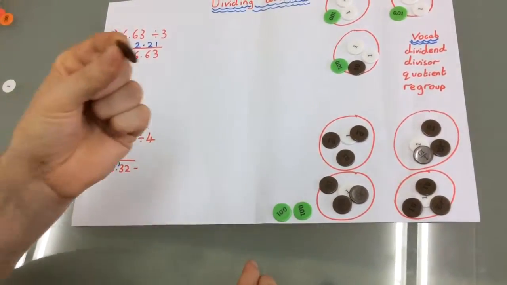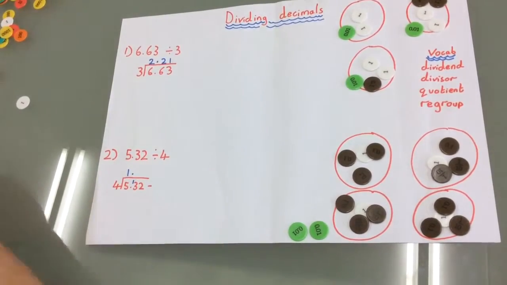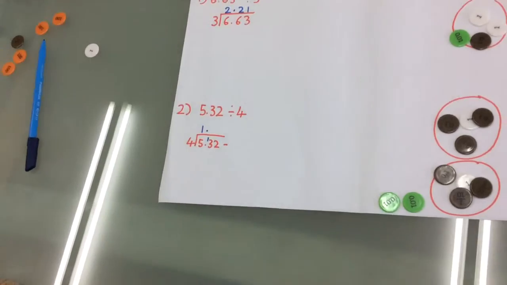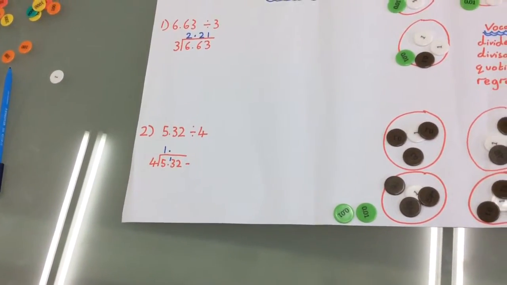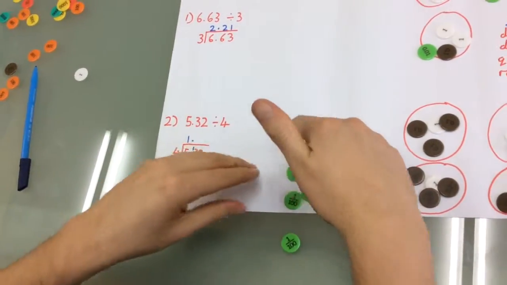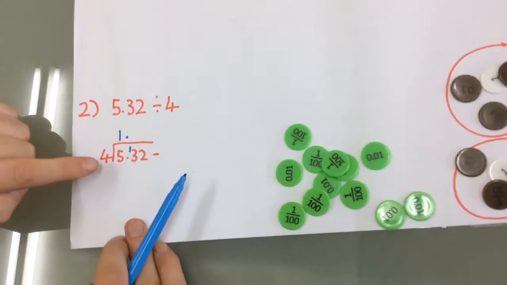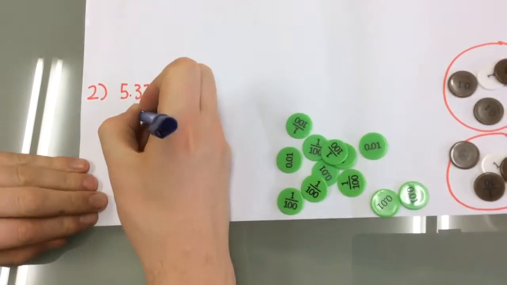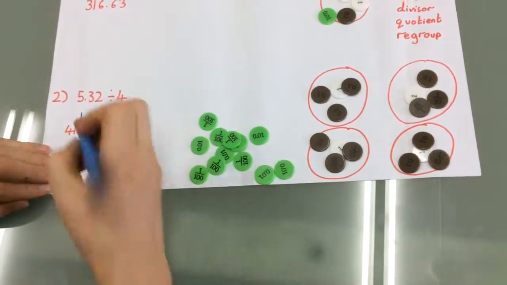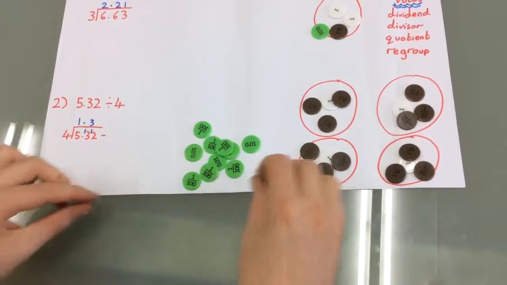So I'm going to have to regroup this tenth for 10 hundredths. Got 3, 4, 5, 6, 7, 8, 9, borrow one of these, and 10. And so now I have 12. What does that mean over here? Well, I had 13 divided by 4, and that meant I had 3 in each one. And I regrouped that 1 that was remaining, and I have 12. So now I have to divide this 12.